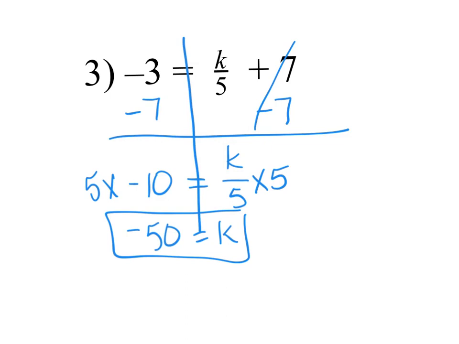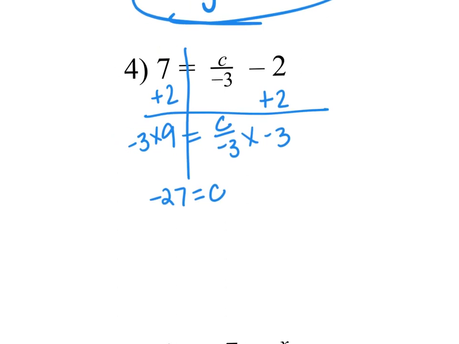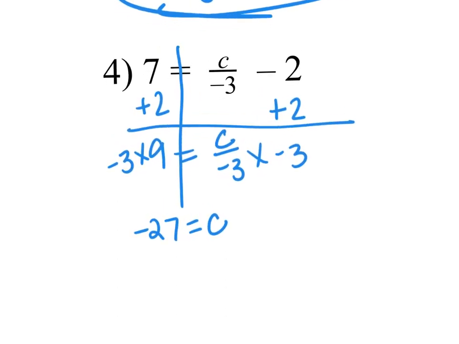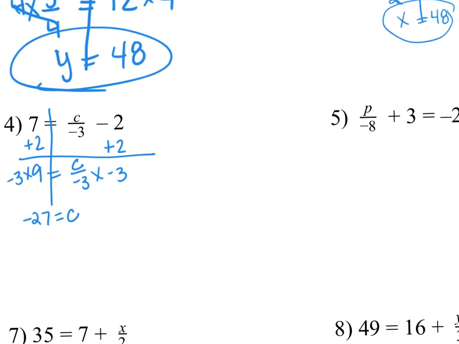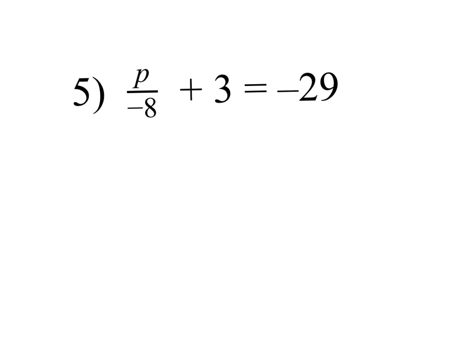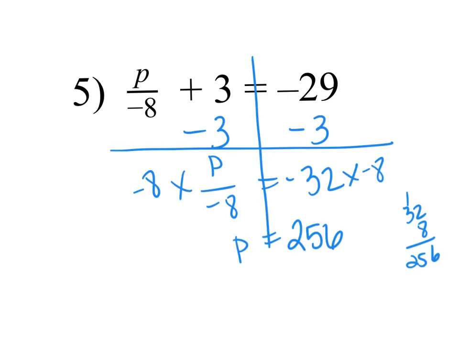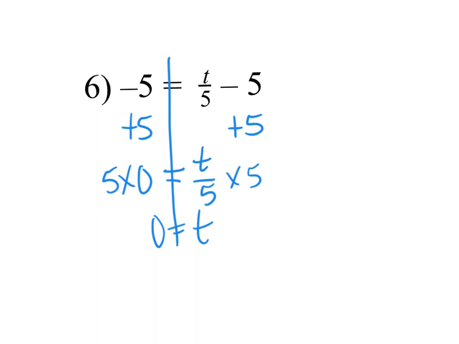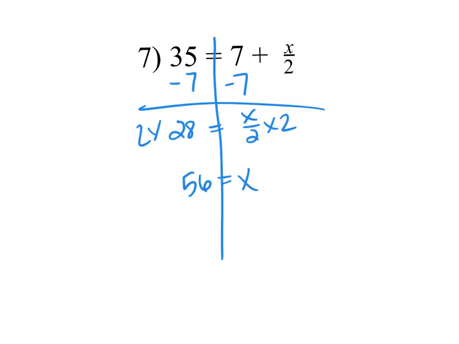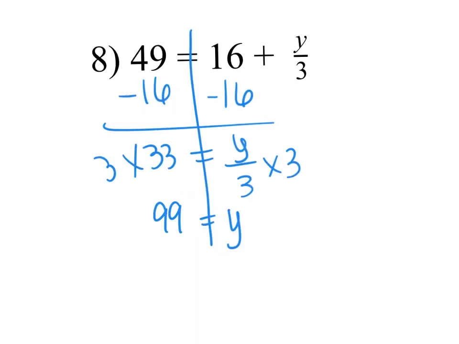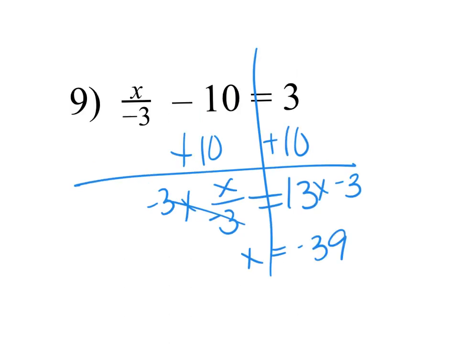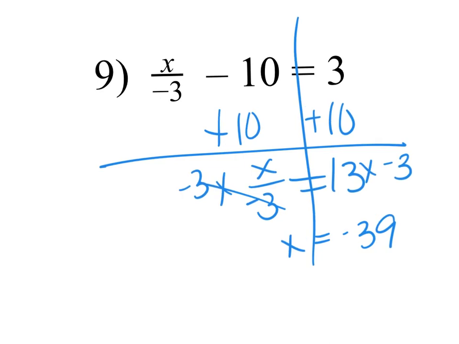I want you to try number 4 on your own. Here's the answer to number 4. I went ahead and solved it. I did plus 2 on each side, multiply by negative 3, and I got c equals negative 27. Try number 5. Here's the answer to number 5, number 6, number 7, number 8, and number 9. You can head over to the back side of the page and go through the exercises on that.